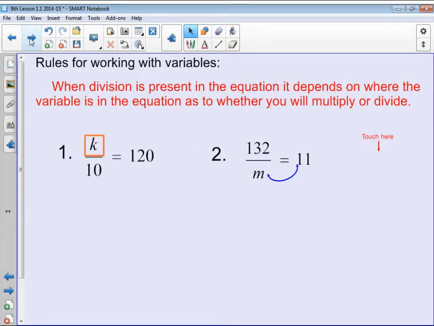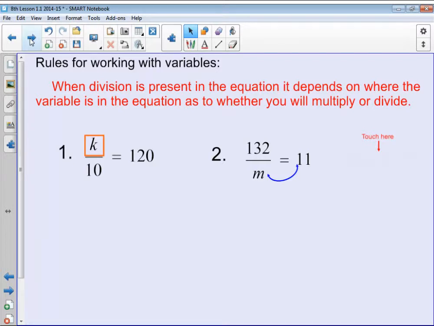Okay, we're going to go ahead and move on to our last set, and that's working with division. Division with variables. So division is like subtraction. When you have division present in the equation, it depends on where your variable is in the equation as to whether you will multiply or whether you'll divide. So whether you're going to do that inverse, multiply, the opposite, or whether you're going to do that flip-flop thing and keep it as division.